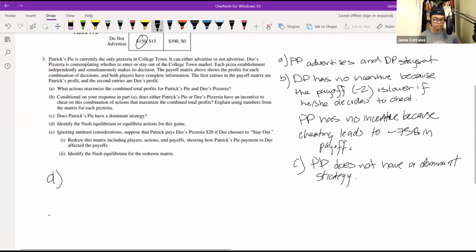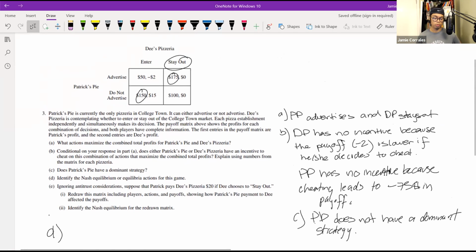Part D, identify the Nash equilibrium. Well, we figured out what Patrick Pie is going to do. What is DP going to do when Patrick Pie advertises? Well, it's minus 2 versus 0. DP is going to stay out when Patrick Pie advertises. What if Patrick Pie does not advertise? 15 versus 0. Well, 15 is greater than 0. So when Patrick Pie does not advertise, D's Pizzeria enters.